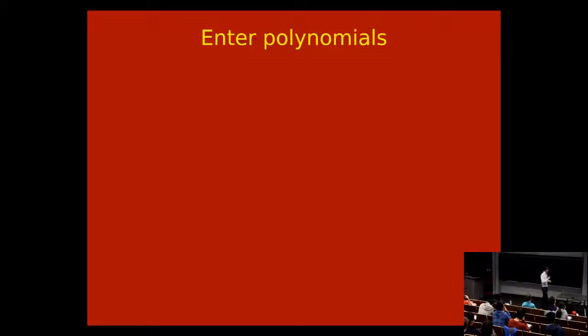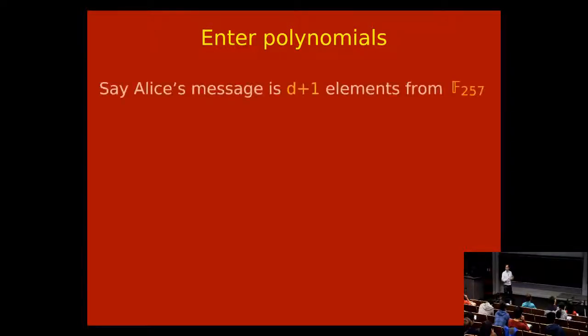And that dream can be realized. I mean, it's a realizable dream, and this is where polynomials come into the picture. So I'll show you how to do exactly that. So let's say Alice's message is d plus 1 elements over a field.